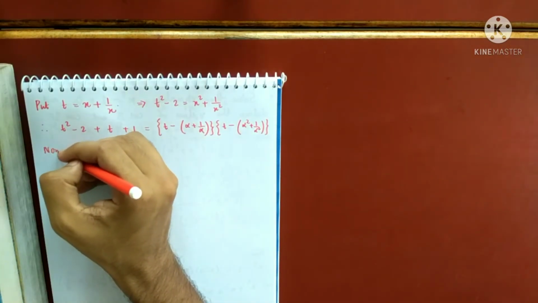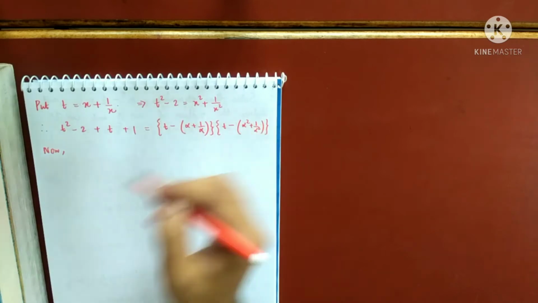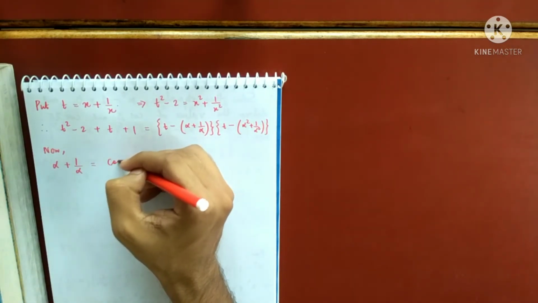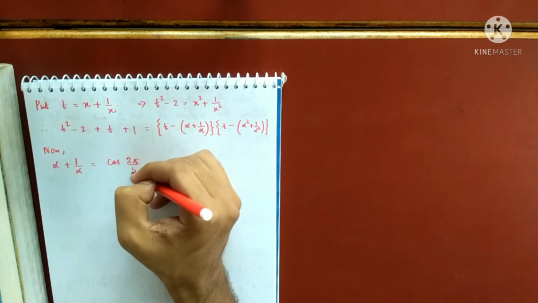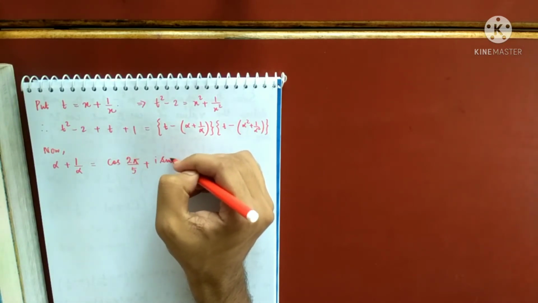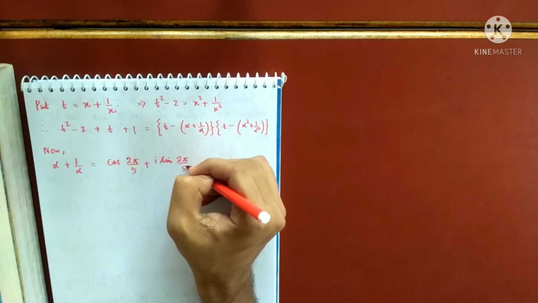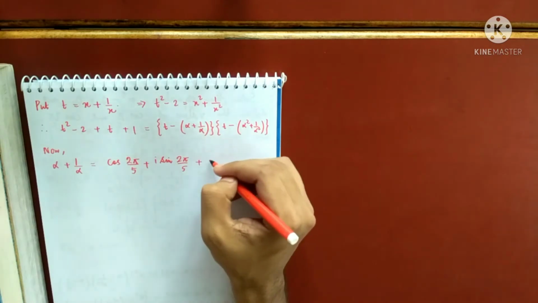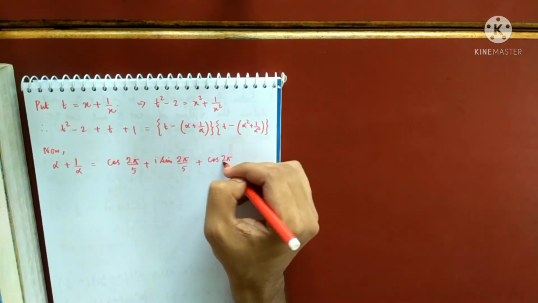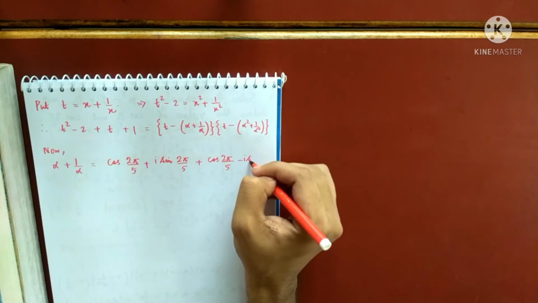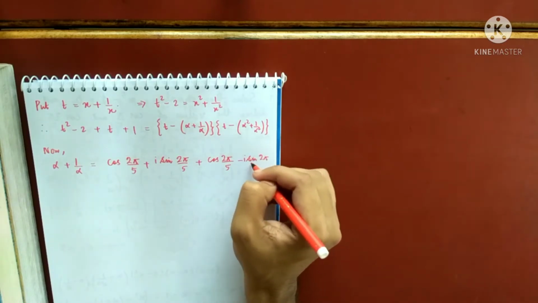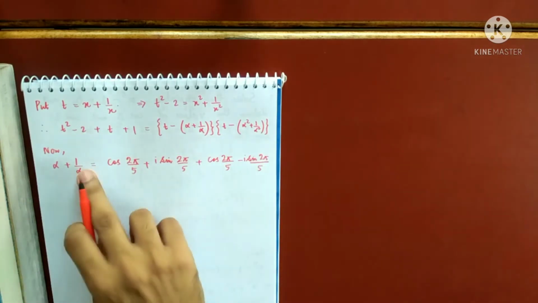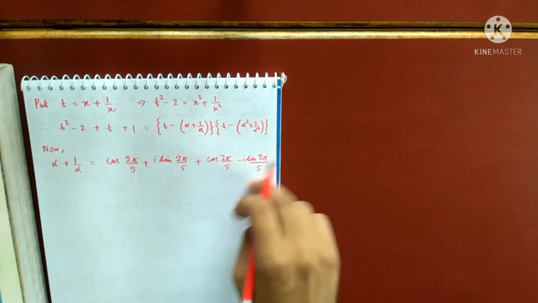Now let's see what is this thing and what is this thing. Alpha plus 1 by alpha. What is alpha? Alpha is cos 2 pi by 5 plus i sin 2 pi by 5. And remember, 1 by alpha will only change here. This will become minus. So what is 1 by alpha? So cos 2 pi by 5 minus i sin 2 pi by 5. That is very obvious to check. 1 by alpha will be this. Okay, because 1 by this quantity, if you rationalize, it will completely become this.